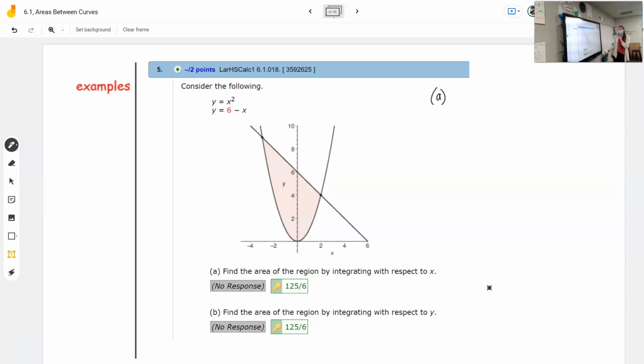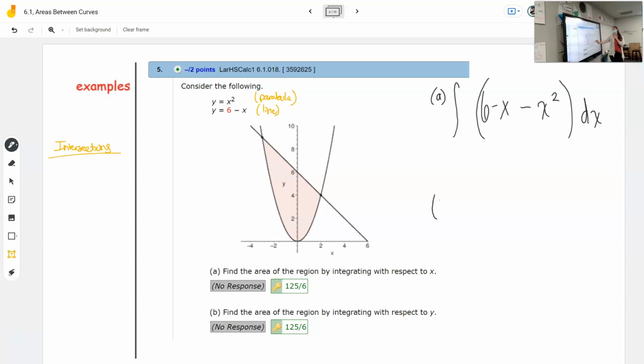if we're thinking about this with respect to x, first of all, we would want to think intersections. So intersections, we would come over here off to the side. This one is going to be my line just based on degrees. This one is going to be my parabola. So actually plugging into my integral makes this one really nice and easy. Because I see that the line is always on top, so I can do 6 minus x minus my x squared.